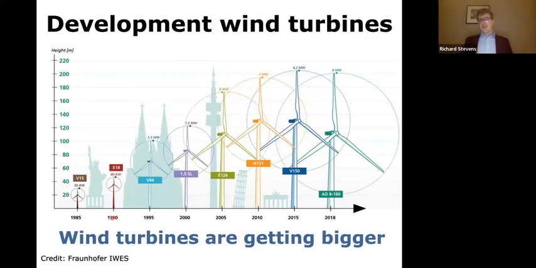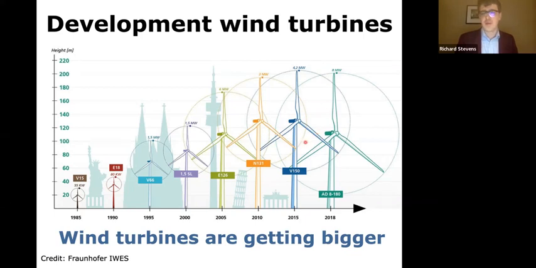I have a few slides on the relevance and developments in wind energy to give you some impression of the things that are going on in the field. What we see here is the development of wind turbines over the last decades, where both the height of the turbines as well as the diameter is indicated. What you see in this graph is that wind turbines are getting bigger and bigger, both in turbine height and in turbine diameter. The reason is that larger wind turbines are able to generate more power, and winds higher up in the atmosphere are also stronger, allowing you to produce more and more wind energy.